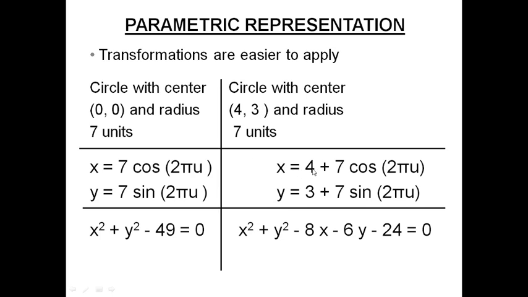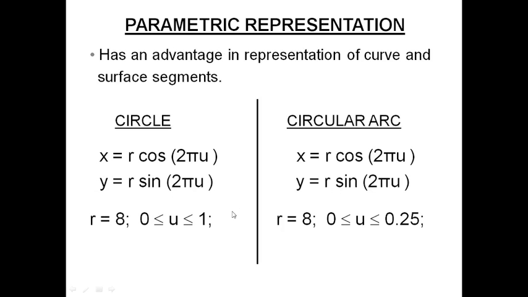But when you want to shift the circle from the 0, 0 center to a center at 4 comma 3, the parametric equation is very simple. You are just adding 4 in x and 3 in y to notate a new modified circle, or a circle which has been shifted. But if you see the implicit equation, this is a little more complex than this one, and this shows that the transformation using parametric equations is very easy.